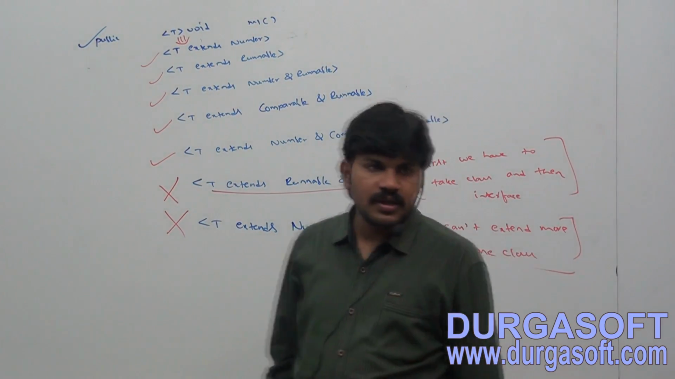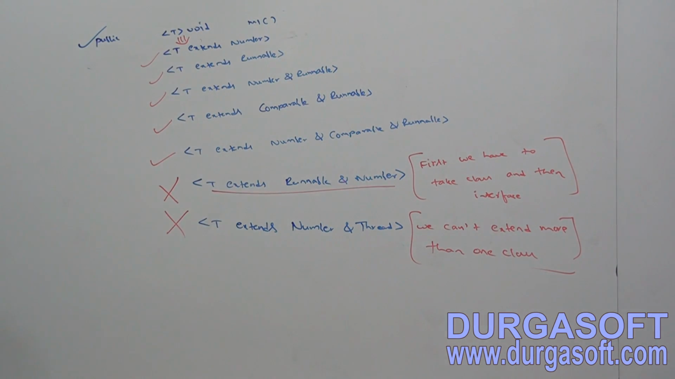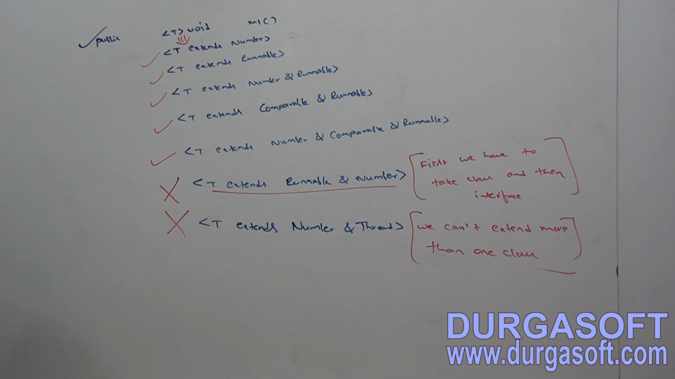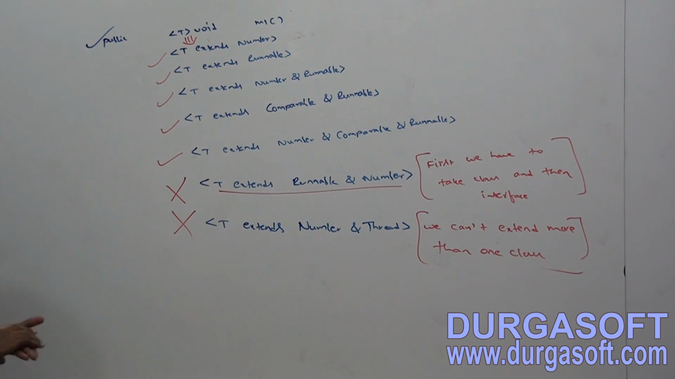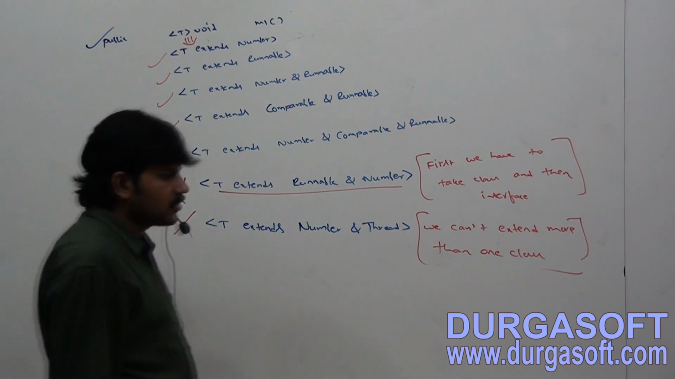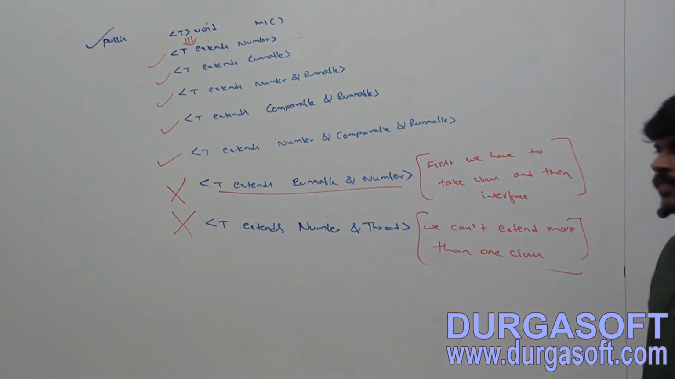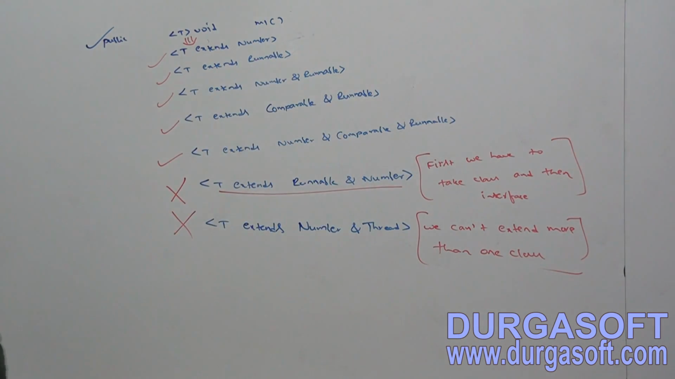Take all of these: public <T> void m1, T extends Number, T extends Runnable, T extends Number & Runnable, T extends Comparable & Runnable, T extends Number & Comparable & Runnable. First we have to take a class and then interface. Next, we can't extend more than one class. That's why the last two are invalid. The same things we covered at class level also. These are not new things for you people. Whatever we applied at class level, just copy and paste, we are declaring at method level. Beyond that, nothing.